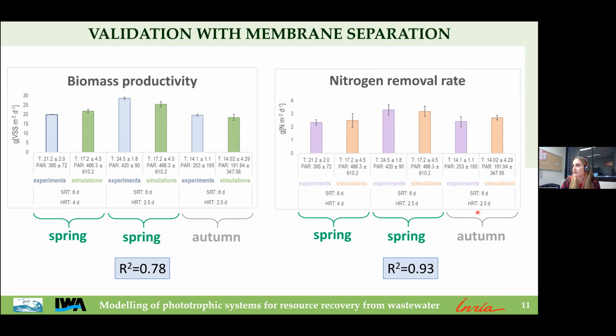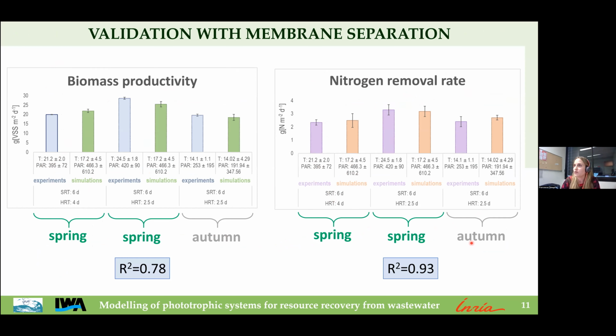And here, I'm showing you the validation of the model when applying a membrane separation system for uncoupling HRT and SRT. Here, in terms of biomass productivity, you can see the experiments and the simulation results according to different seasons. And in terms of nitrogen removal rate, here the experiments and here the simulation results, even in this case, according to different seasons. And as you can see, the model reproduces quite well the experimental data, the measurements of the 3 different experimentation.